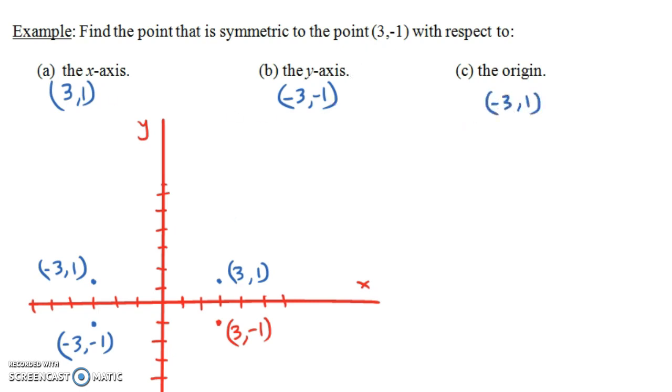So notice that if you begin with a certain point and you're trying to find the point that is symmetric to it with respect to the x-axis, you always just change the sign of the second coordinate. We had (3, -1), this flipped to (3, 1). And if you're trying to find the point that is symmetric with respect to the y-axis, you take your original point and change the sign of the x-coordinate. So instead of (3, -1), you get (-3, -1). And if you want to find the point that's symmetric with respect to the origin, you take your coordinates and change both of the signs. So instead of (3, -1), we end up with (-3, 1).